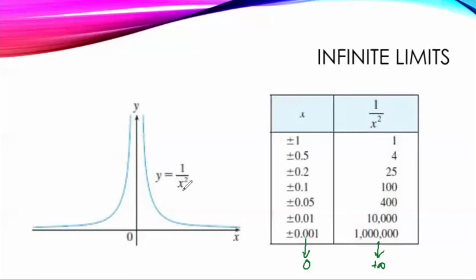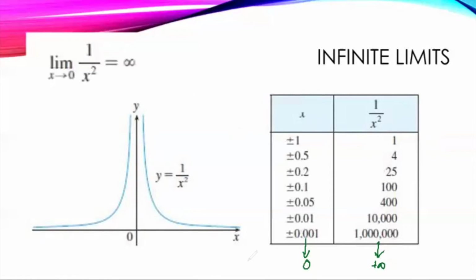Now, sketching the graph of 1 over x squared, as x approaches 0, we use the values from the left of 0. As x approaches 0, notice that f of x approaches positive infinity. Okay, that is from the left of 0. How about from the right of 0? It's still what? It approaches positive infinity. So this graph here coincides with the values here in the second column of this table. So in other words, the limit of 1 over x squared as x approaches 0 is equal to infinity, or positive infinity. Okay?